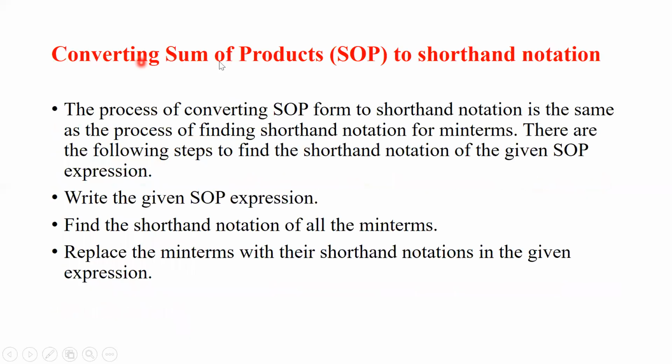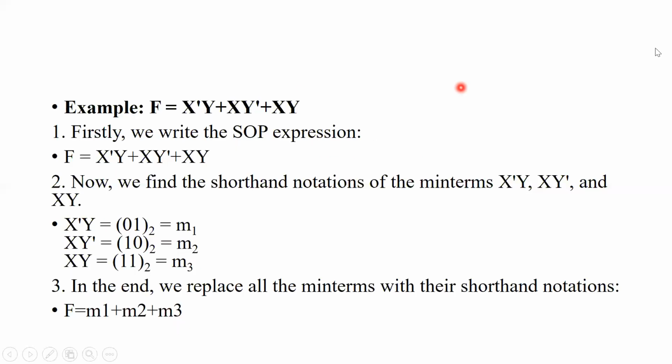So this is converting sum of product to shorthand notation. The sum of product was given over here and we converted it to shorthand notation. We copy the expression, then convert it into binary, and wherever we converted it into decimal, that decimal becomes the subscript. Then we write the expression. So this is how you convert the expression into shorthand notation.